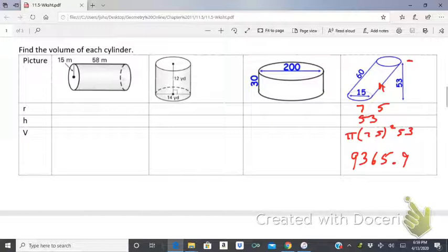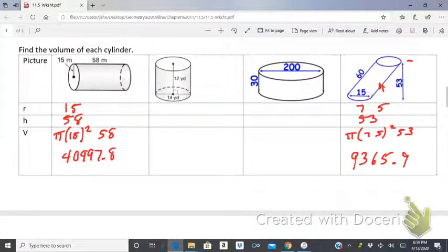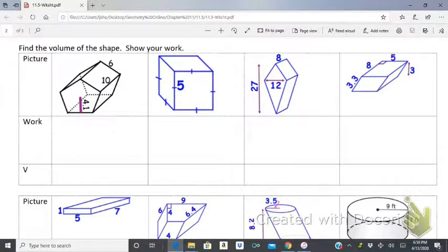Okay? This one on the far left, radius is 15, height is 58, so I'm going to do pi times 15 squared times 58, and once I do all that, I'm going to get 40997.8.